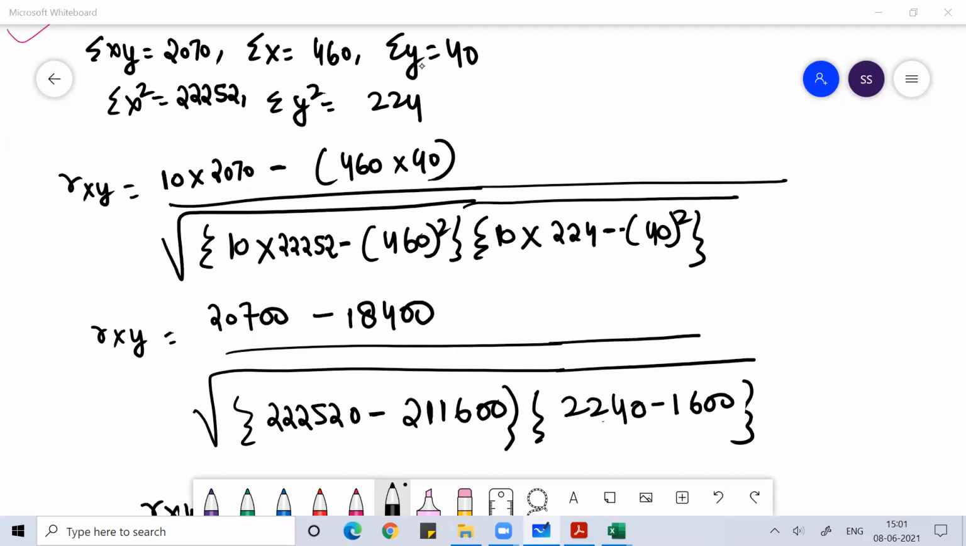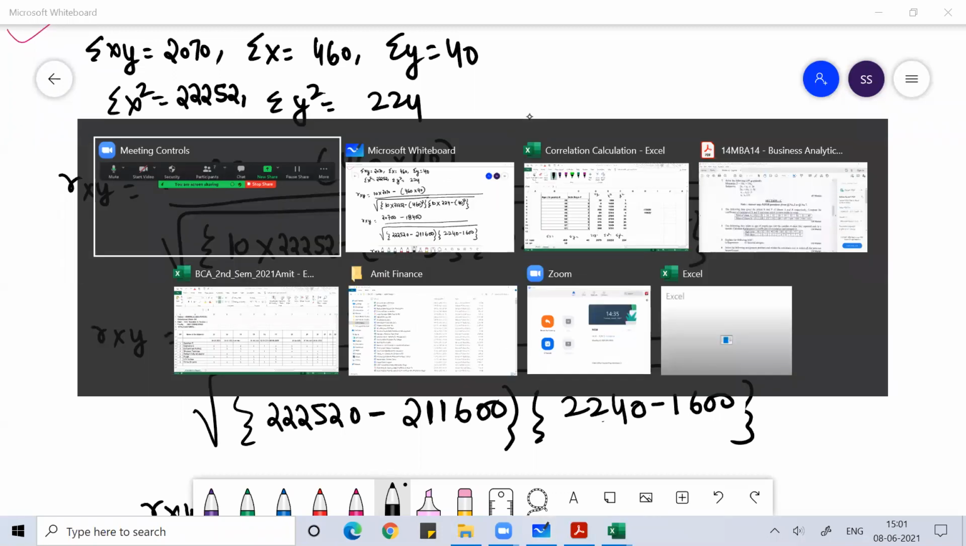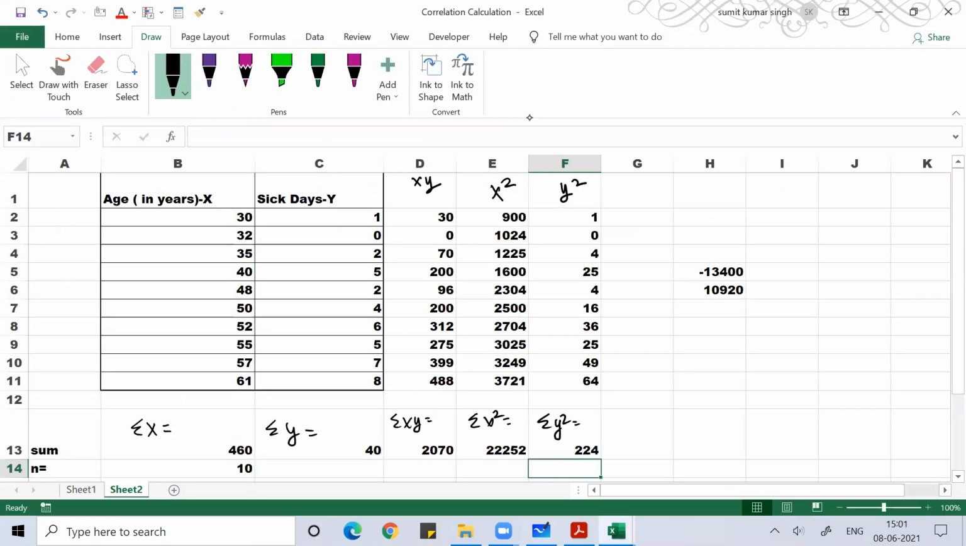Sorry guys, this Excel error happened because in Excel the shortcut formula to find the sum is alt equal to. I pressed alt equal to. So by mistake, instead of taking the vertical sum, it took the horizontal sum, and then it continued that way.